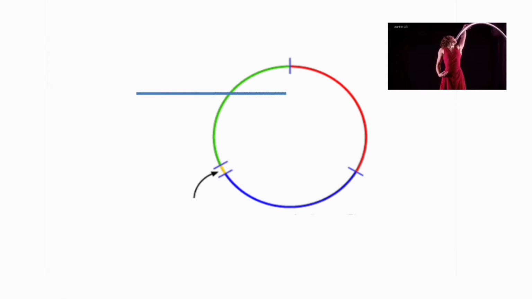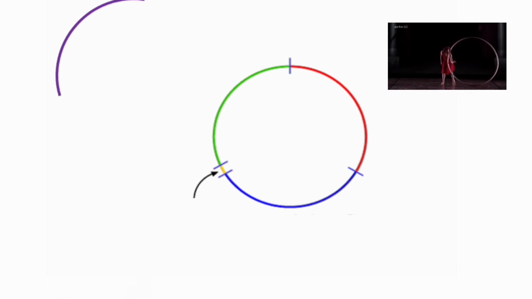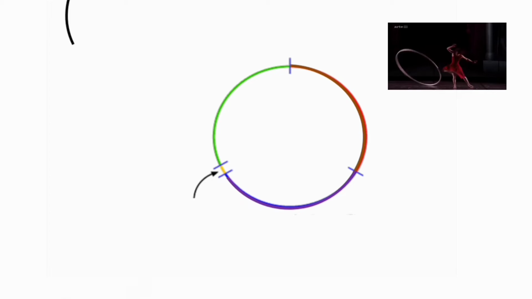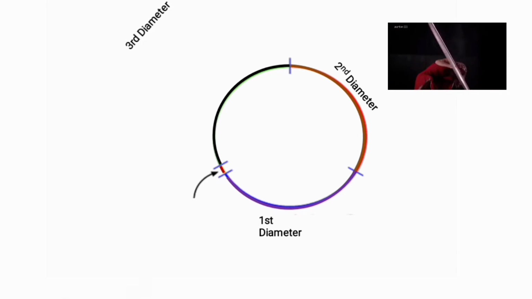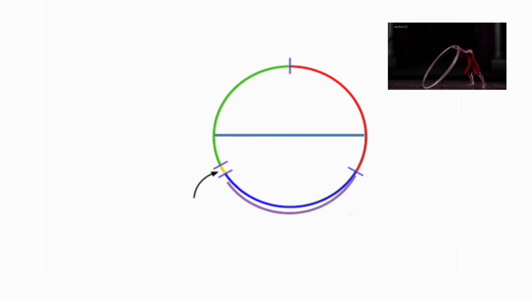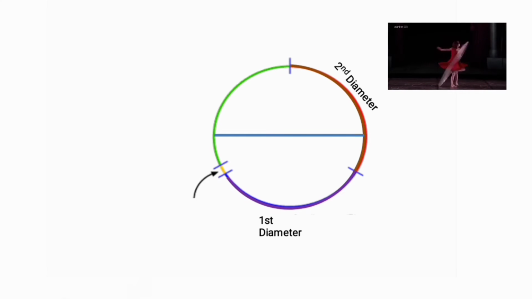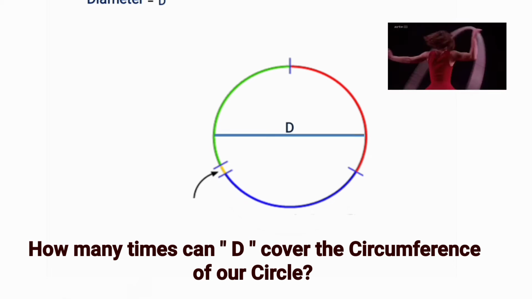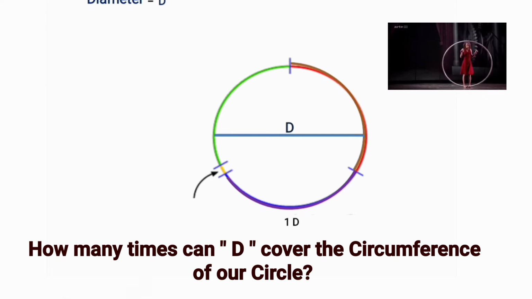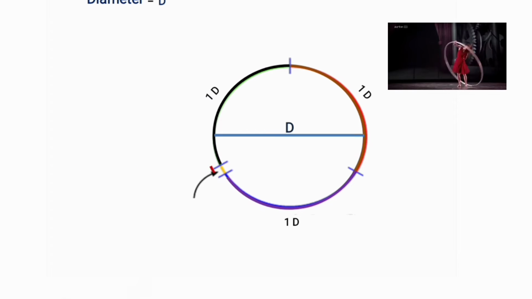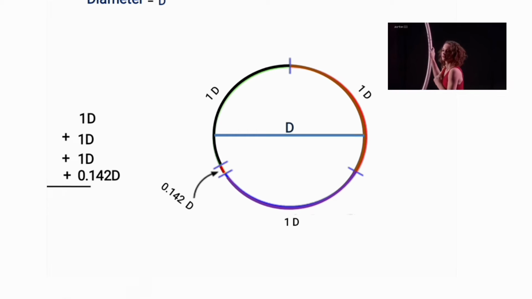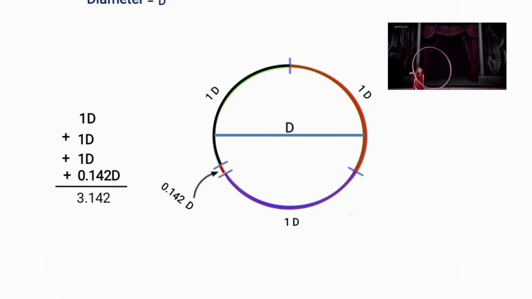If we could measure the diameter with a ruler and bend it into a beautiful curve, and then place the curve just at the edge of the circle, we would see that the curve goes around the circle the first, the second, and the third time, leaving a little fraction. Remember, we said a diameter can be represented as d. So how many times can d cover the circumference of our circle? We have the first d, the second d, and the last d, plus 0.142d. Adding everything gives us 3.142d.